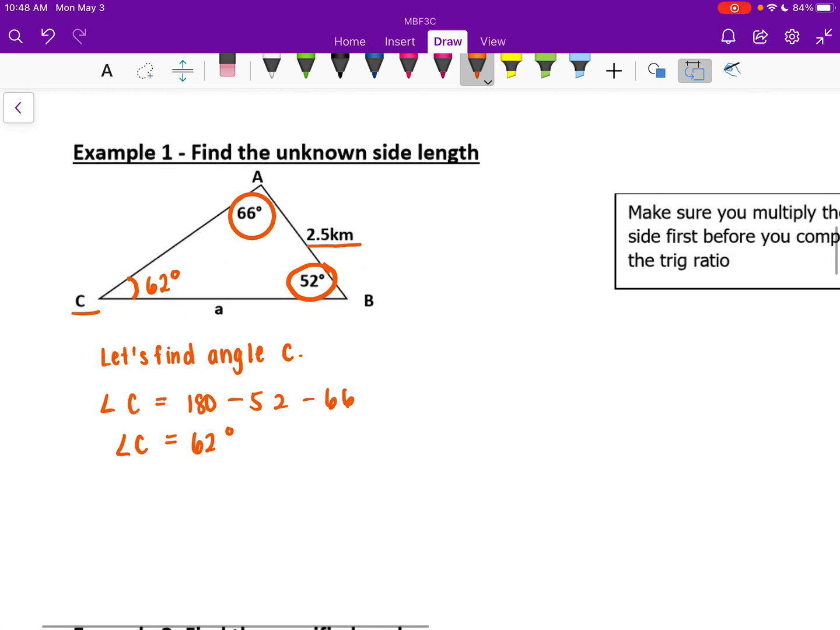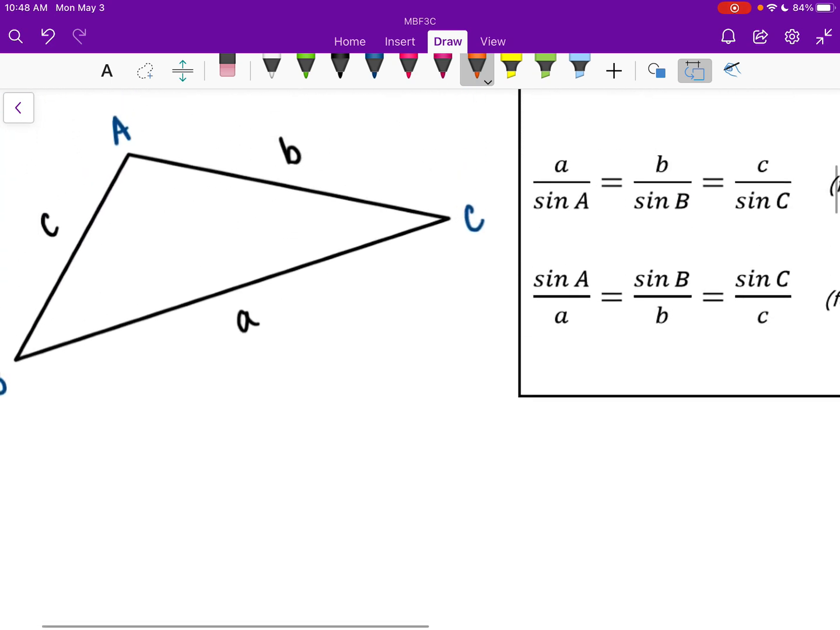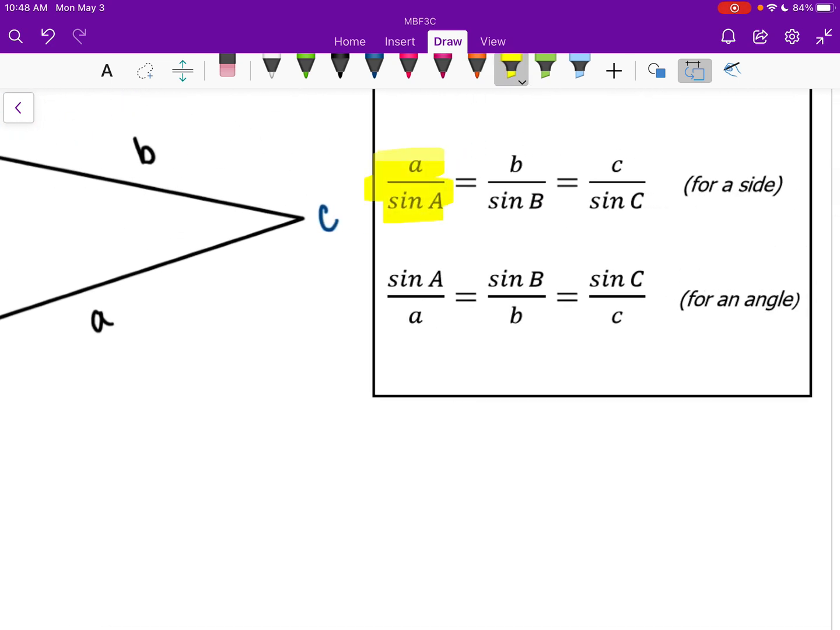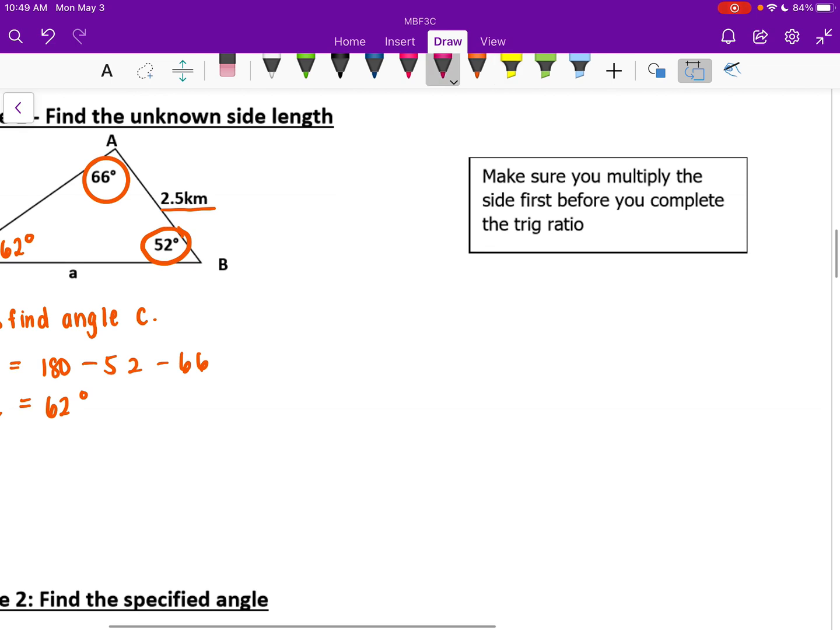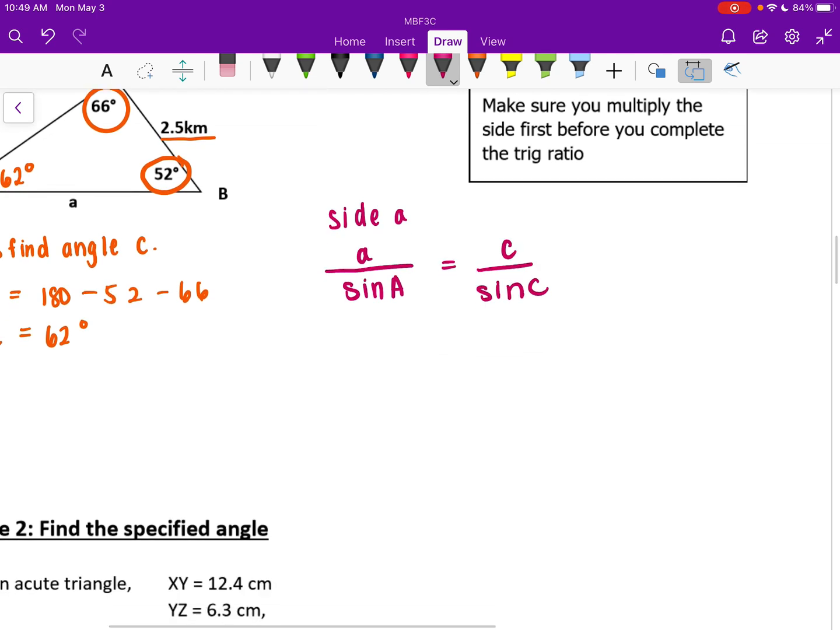Let's go ahead and we want to find side A. So if we're looking for a side, I'm just going to go back up here and say, okay, I'm looking for side A and I have side C and angle C. So I'm going to use that part of my equation. To find side A, I'm going to say A over sine A is equal to C over sine C, because I know C and I know sine C. Right? And I'm just going to put in the values that I know.